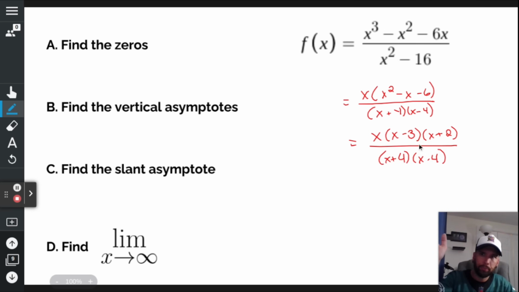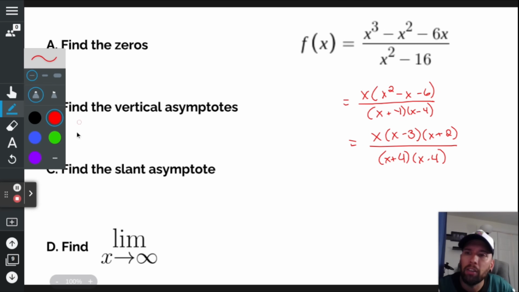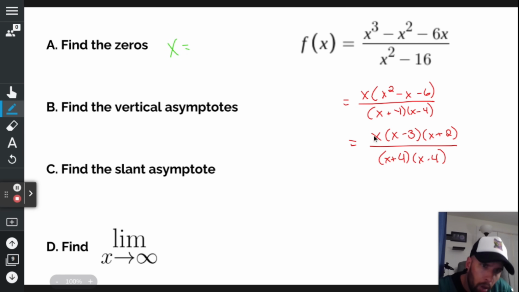All right. Find the zeros. My zeros exist wherever the numerator is set equal to 0. So x is going to equal 0, x minus 3, positive 3, x plus 2, negative 2.